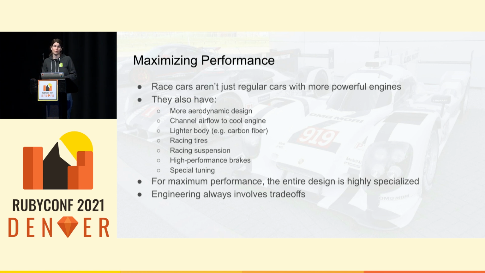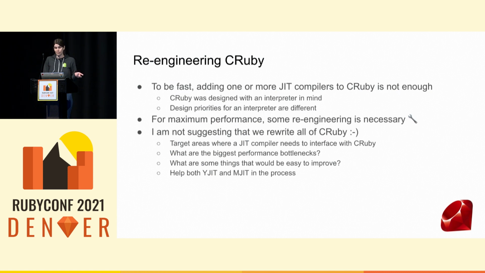But engineering always involves trade-offs. And in the case of CRuby, the design priorities for an interpreter are different. CRuby has evolved over 20 years to optimize the performance of an interpreter. When you throw a just-in-time compiler into the picture, maybe the priorities are slightly different. So those things are pulling a little bit in different directions. I think that to make CRuby faster, adding one or more JIT compilers or having a multi-layer JIT is not enough.